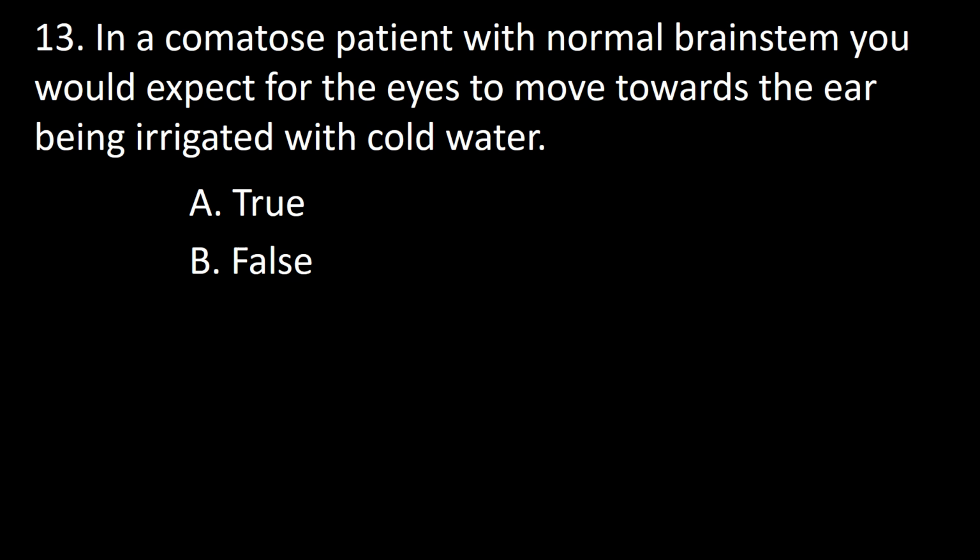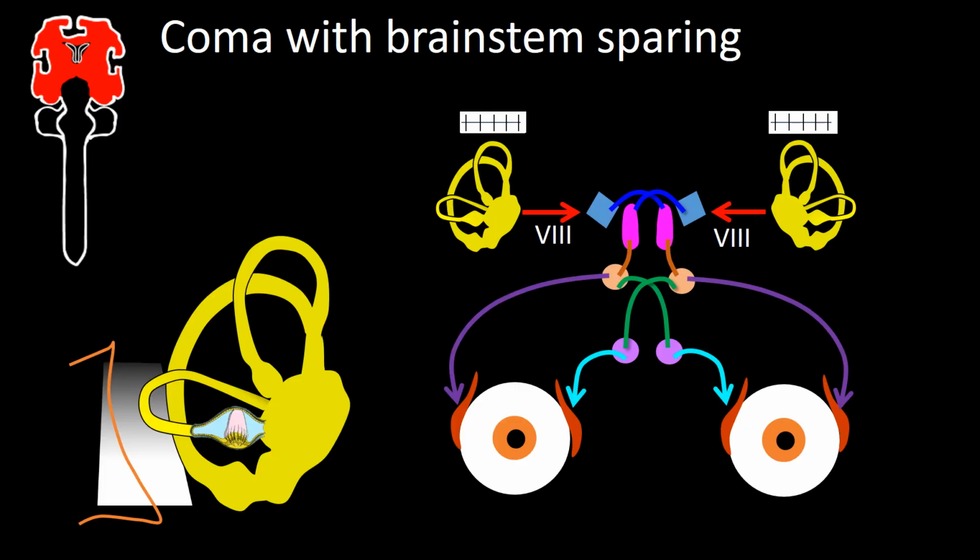Next question. In a comatose patient with normal brainstem, you would expect for the eyes to move towards the ear being irrigated with cold water. A true, B false. Here is the same figure I initially used to answer the previous question. Both vestibular apparatus are discharging at the same rate. Cold water irrigation will create a temperature gradient in the lateral semicircular duct. The region of the ampulla, which is anterior, will be colder than the region at the other end of the semicircular canal. As a result, a flow of endolymph will be created, which will displace the cupula away from the utriculum, that is, the stereocilia tilt away from the kinocilia. This will result in a decreased discharge rate of the vestibular apparatus on the irrigated ear.